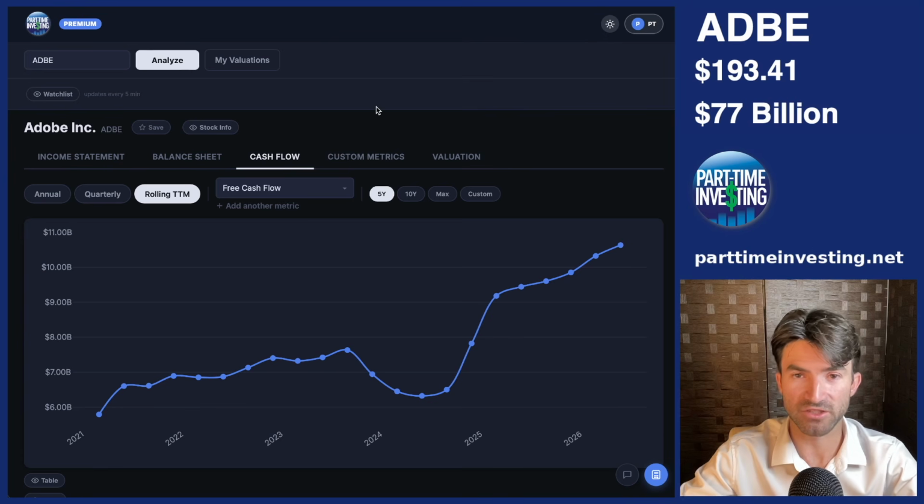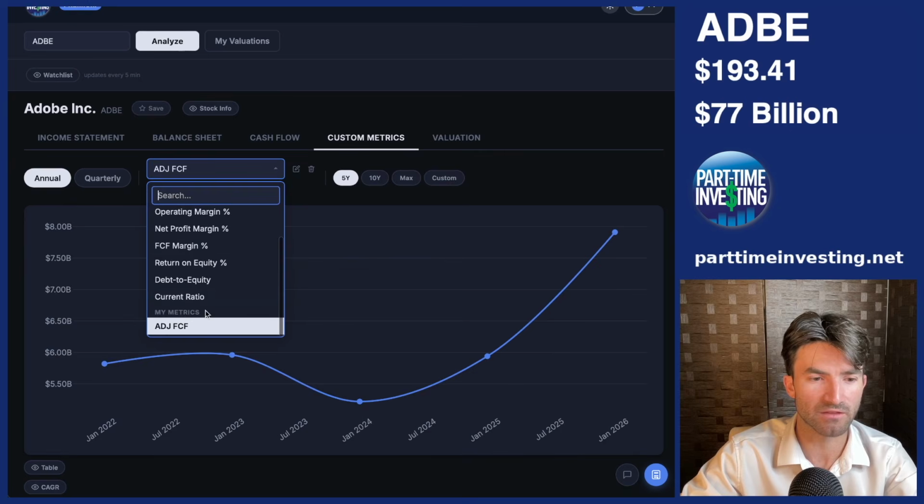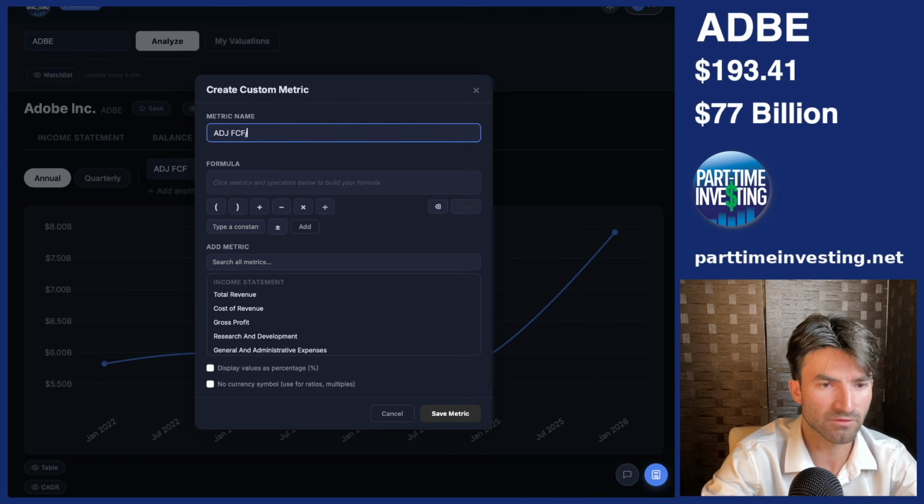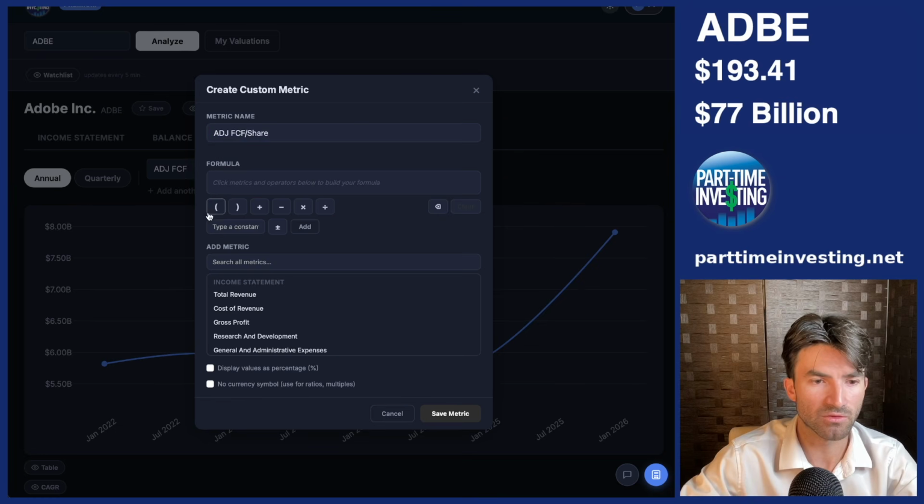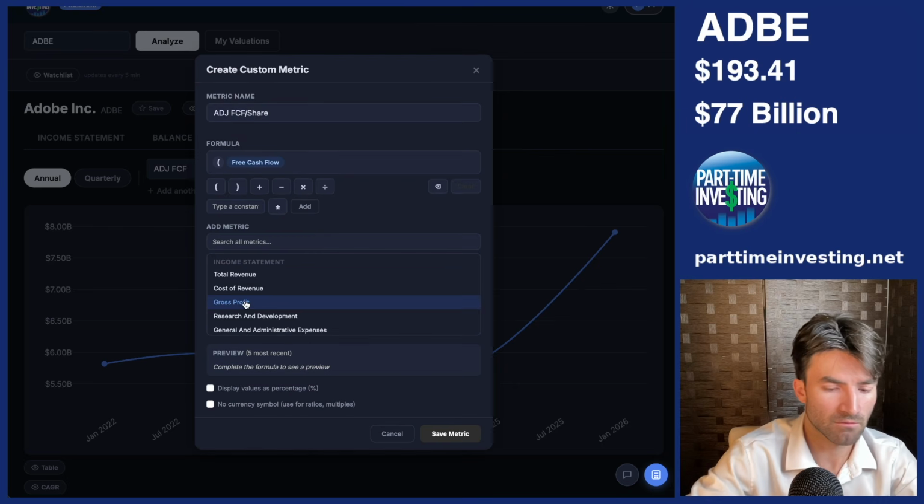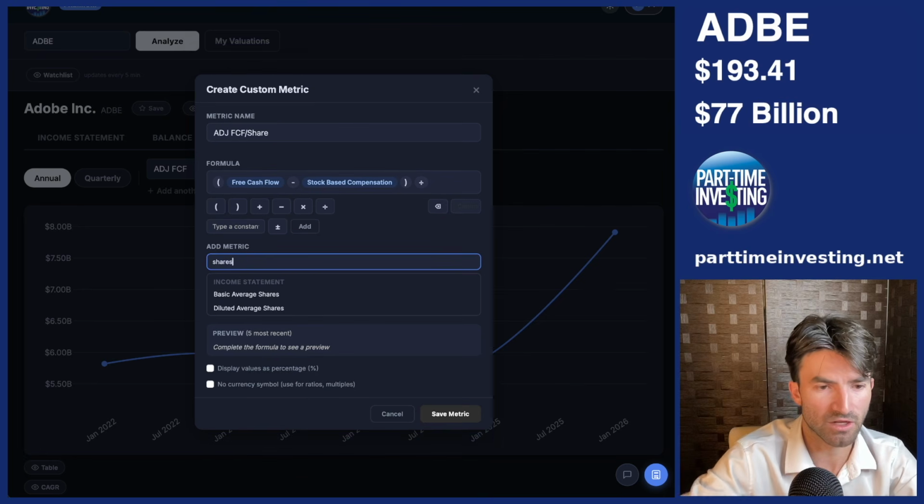However, I don't like to just use plain free cash flow for valuations. I like to look at adjusted free cash flow. That's kind of what we talked about. But then even better than that, adjusted free cash flow per share. So I'll do adjusted free cash flow per share. I'm going to do free cash flow minus stock-based compensation divided by the number of shares, right?